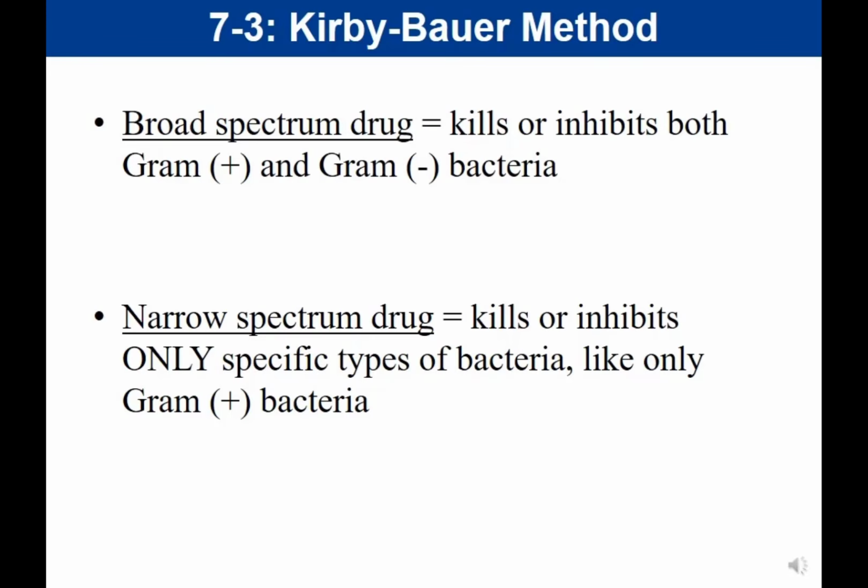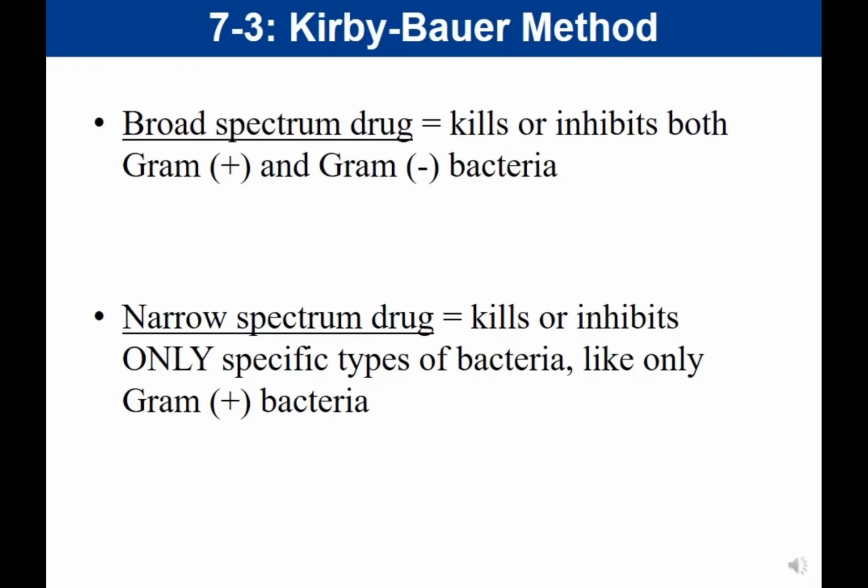infection. Narrow spectrum is going to kill or inhibit only specific types. So if you have time to figure out what's causing the infection, then a narrow spectrum would be the way to go, because you're not going to be getting rid of good normal flora bacteria. That would be an advantage. Plus, narrow spectrum is also more targeted, so it's going to be more effective because it's targeting only the bacteria causing the infection. It's not being utilized by multiple different bacteria.